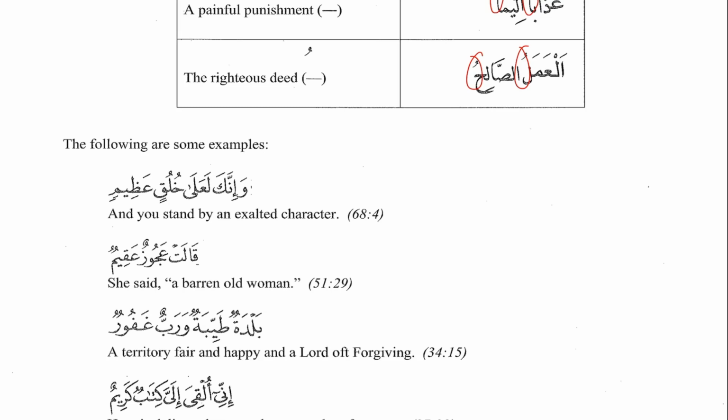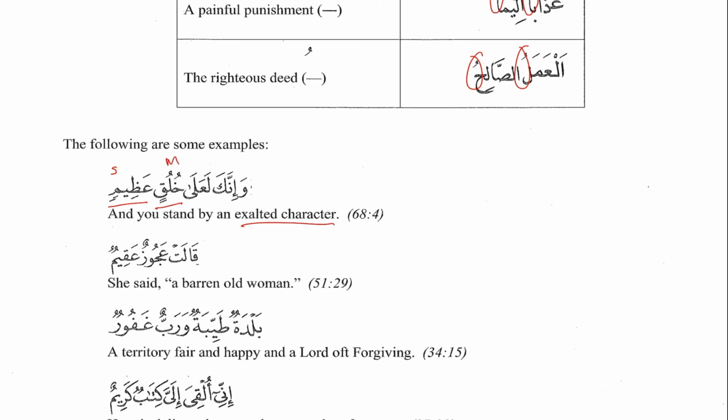For example, the first example: وَإِنَّكَ لَعَلَى خُلُقٍ عَظِيمٍ. So where is the sifat mausuf combination? Khuluqin azimin. This is the sifat mausuf combination. Khuluqin, creation, your character. So what kind of character? Azim, very exalted character. So this is the sifat and this is the mausuf.